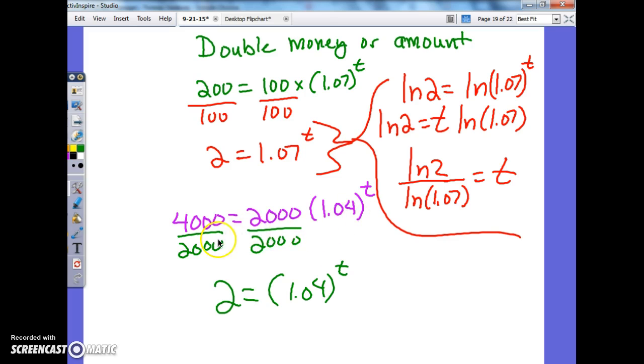Notice I divided both sides by 2,000. What do I get over here? 2. Does it matter what my amount is? I don't care if you double your money, if it's 10,000 to 20,000, when you divide everything out, you're going to get 2. So again, I'll get 2 equals 1.04 to the t. I'll take the log of both sides to get this down.